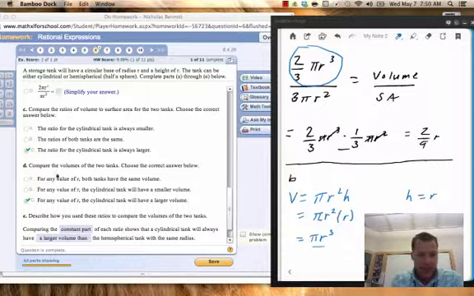Okay, so that's what these mean here. They're comparing some of the answers. Compare the volumes. Compare the ratios. Okay, the ratios, 2/9 to 1/4, the cylindrical tank is in favor there. 1/4 is larger versus 2/9.